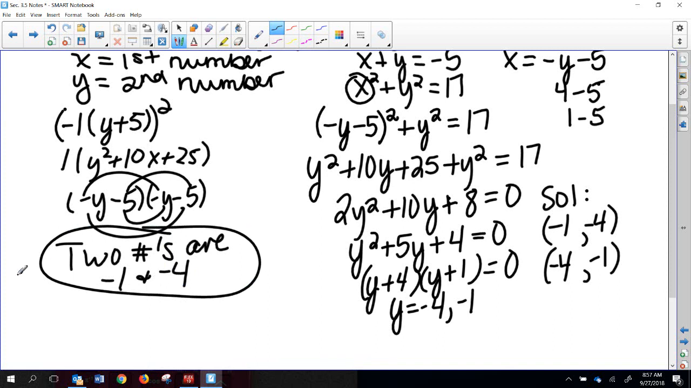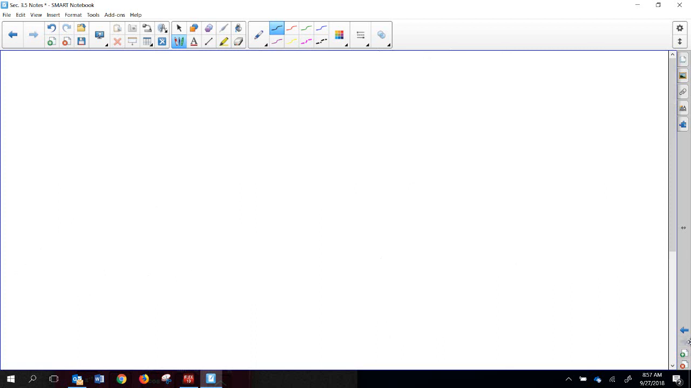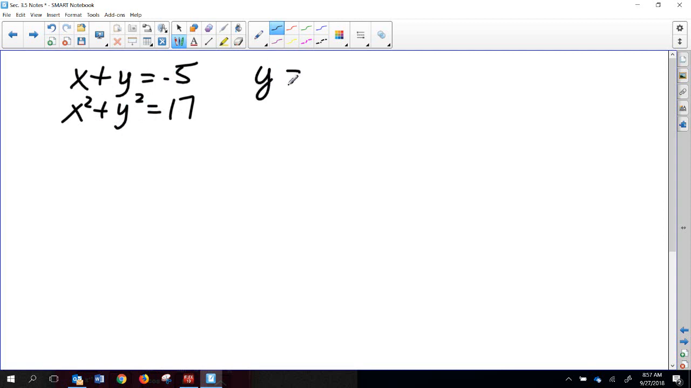Okay? All right, guys, I want to show you how we can do this problem with graphing. I think it's very important that you know how to do this. So if you have any spare space somewhere, or you can just even watch, here's what we're trying to do. Our problem is x plus y equals -5, and x squared plus y squared equals 17. If I solve this first one for y equals, because I got to put it in the calculator, what would this be as y equals?